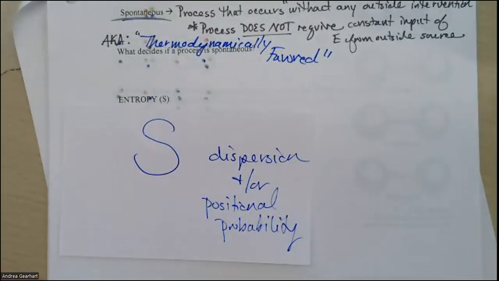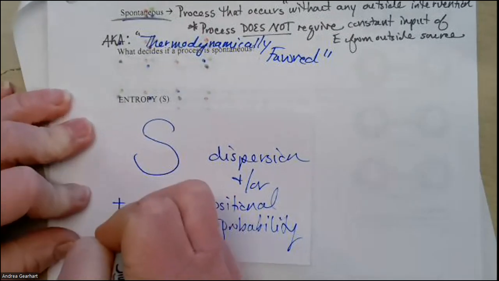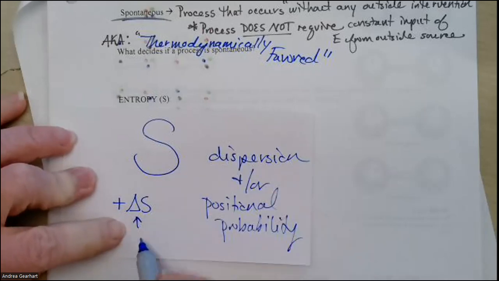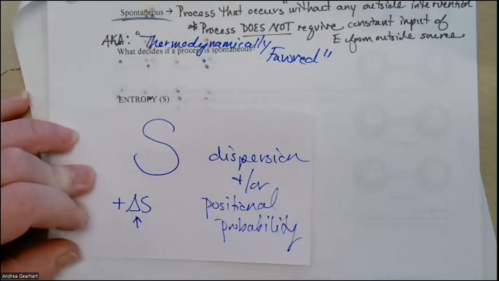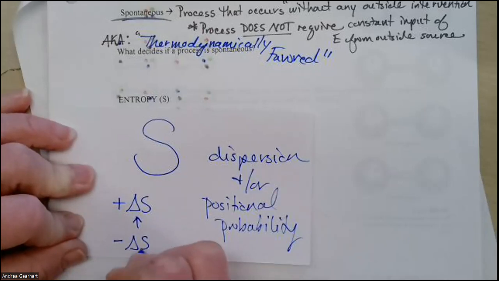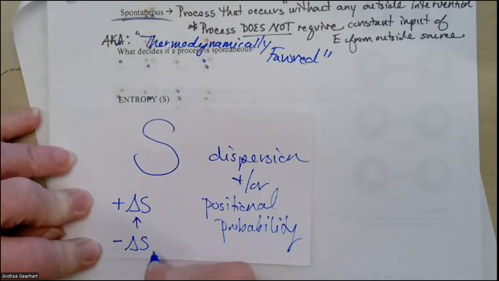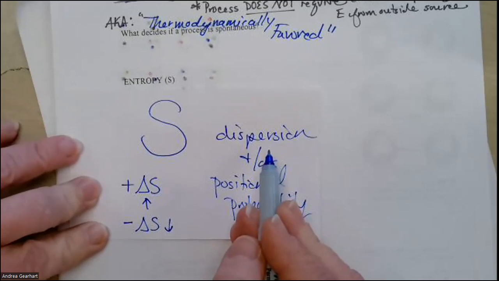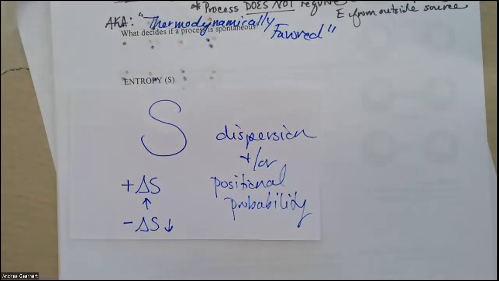At the end of the day, what we need to be able to do, if you're given a process, is say if the process is increasing or decreasing entropy. If it's a positive change, that means we're increasing dispersion or positional probability. And if we are decreasing, it's negative. We are decreasing dispersion or decreasing positional probability.